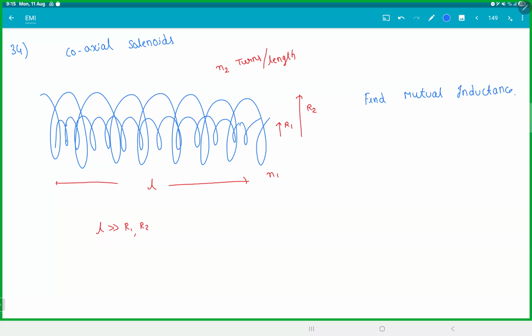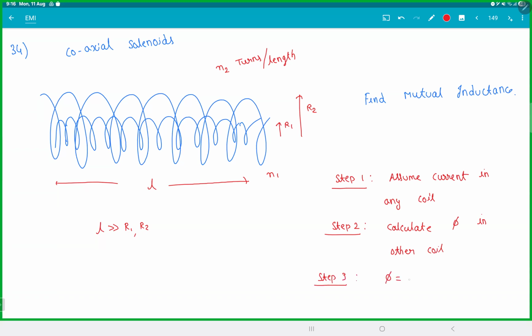Find the mutual inductance. Just to give you the steps. Whenever they ask you to find mutual inductance, step one, assume current in any coil you want. Whichever you feel is convenient. Step two, calculate the flux in the second coil. Step three, write flux is equal to Mi. So the I term will cancel off every time and you'll end up with this.